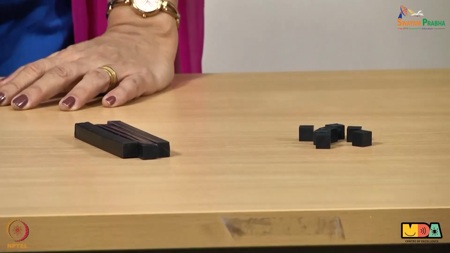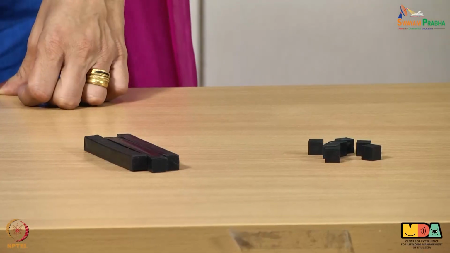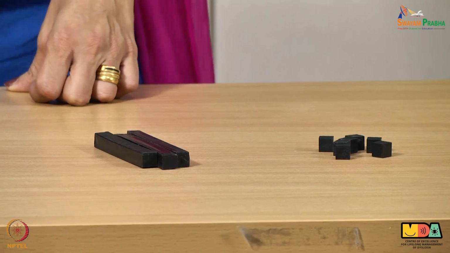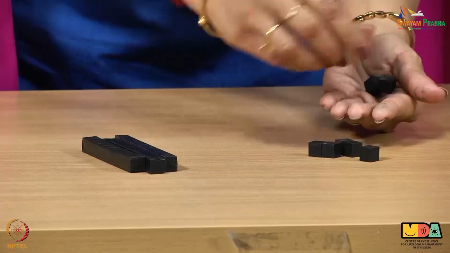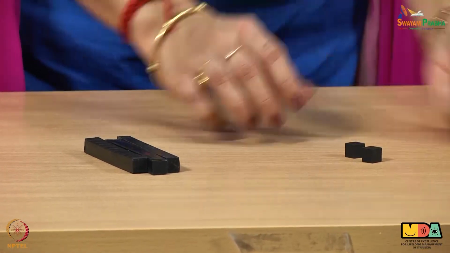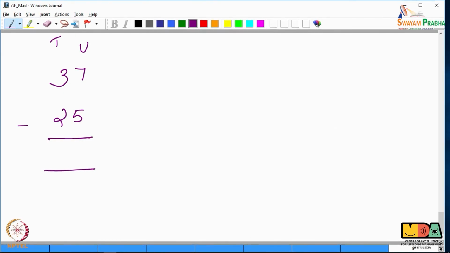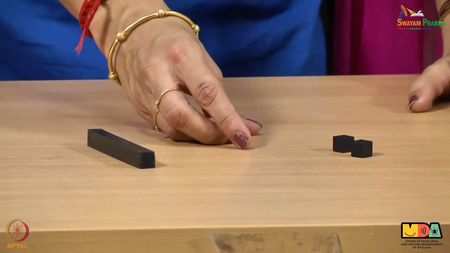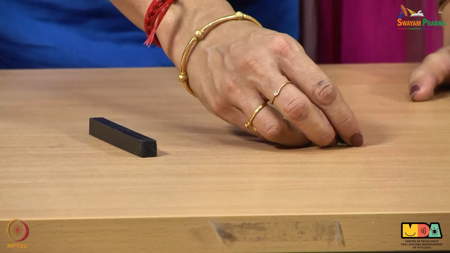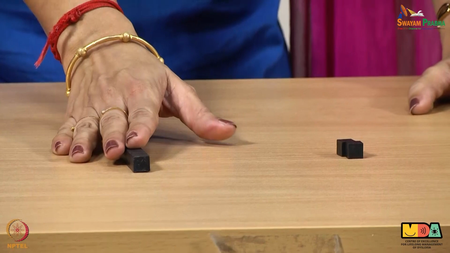Ask them to look into the sign. The sign is minus. That means they have to remove or they have to take away. Well, how many should they take away? 5 from the units. So, let them take away 5 from the units. 1, 2, 3, 4, 5. And how many should they take away from the tens? They have to take away 2 from the tens. So, how many are they left with? They are left with 2 in the units and 1 in the tens. That means the answer is 12.